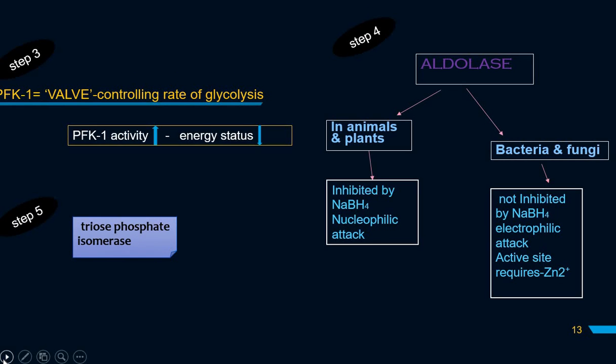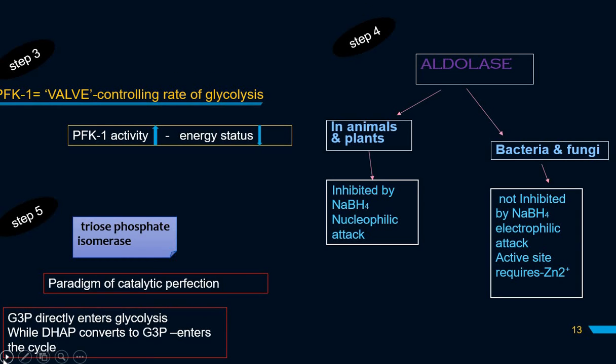In step 5, triose phosphate isomerase. Isomerization of a product occurs, and this enzyme is an example of catalytic perfection, because G3P enters glycolysis directly, but DHAP cannot enter directly. As I said earlier. So this enzyme directly converts DHAP to glyceraldehyde 3-phosphate.